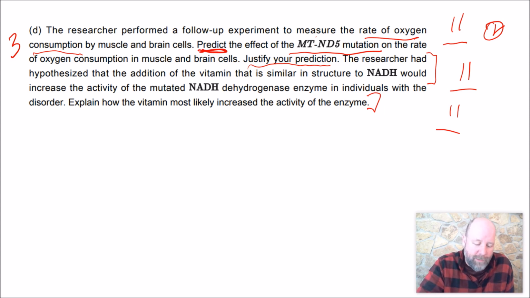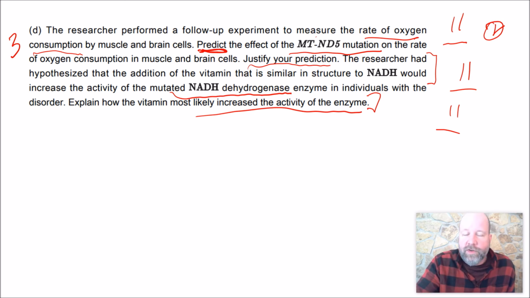The researcher had hypothesized that the addition of the vitamin similar to the structure of NADH would increase the activity of mutated NADH dehydrogenase enzyme in individuals with the disorder. So if it works well enough to mimic NADH, it's going to make that enzyme do its thing if it's that similar. So that's his hypothesis. That seems sound to me. Explain how the vitamin most likely increased the activity of the enzyme.